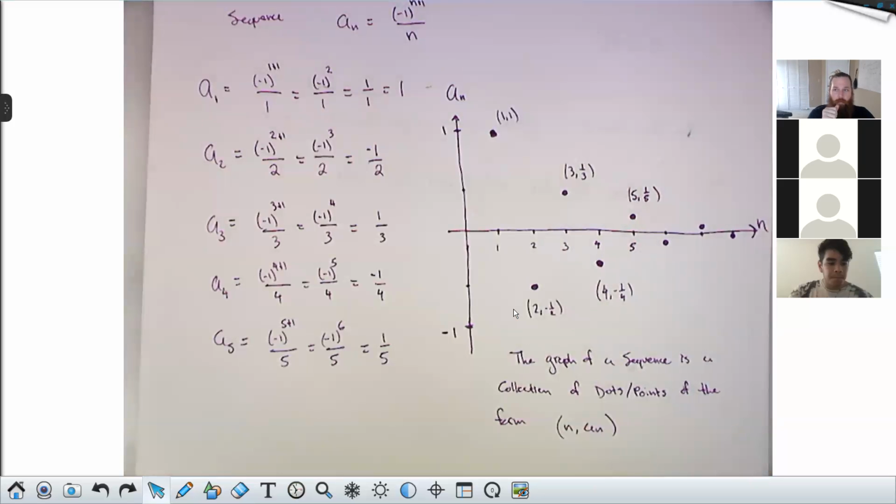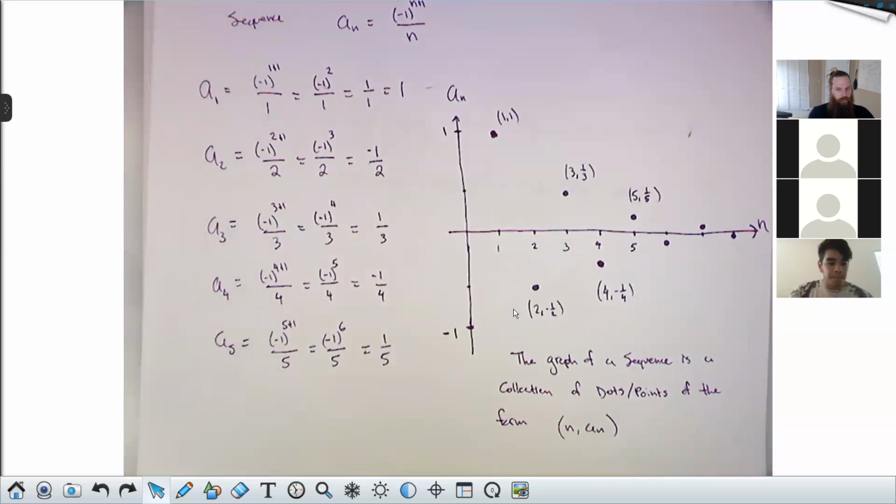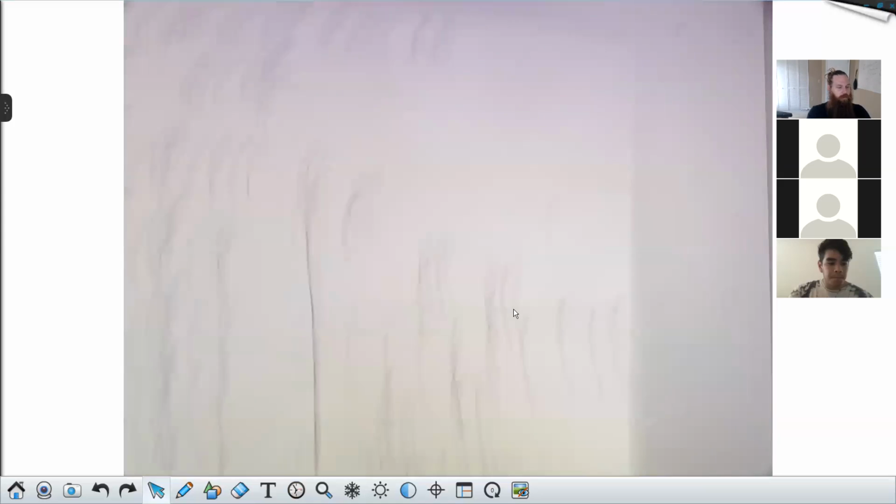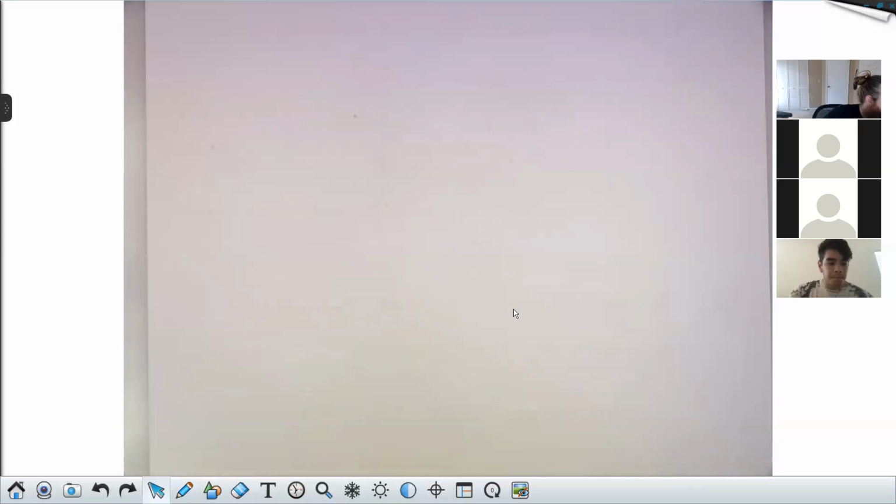Sequences which blink back and forth, positive to negative to positive to negative to positive to negative, like this, are called alternating sequences. I'll leave this here for just another second or so, but then we're going to move on and talk about two special kinds of sequences. So the first special kind of sequence I want to talk about is a geometric sequence.